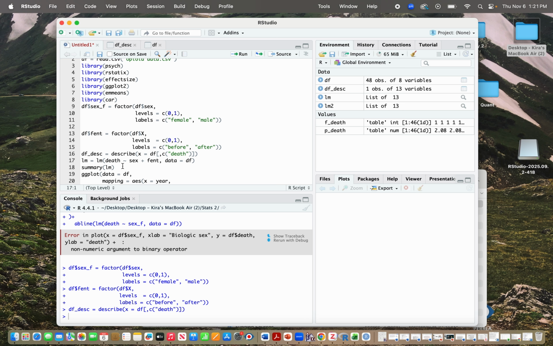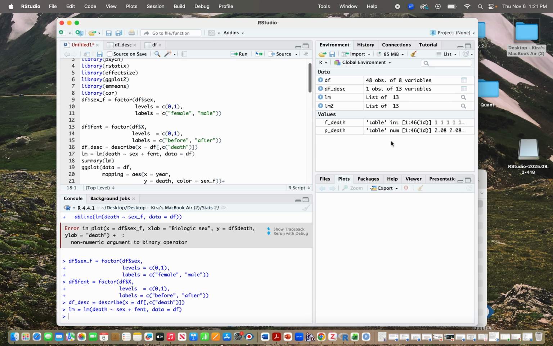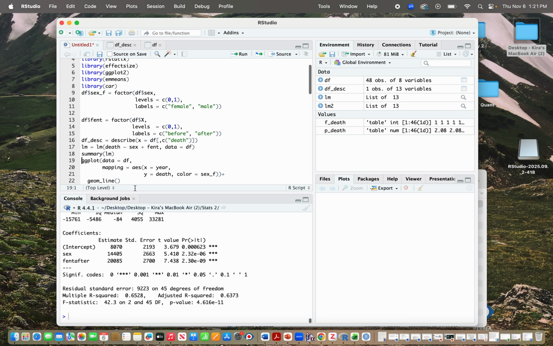And after you do that, it's super easy to run the linear model because we're just looking for the relationships between death, as I so eloquently put it, sex, and fentanyl. So biologic sex, when you see sex up there. And then you can just look at the linear model and we get our statistics that come out.